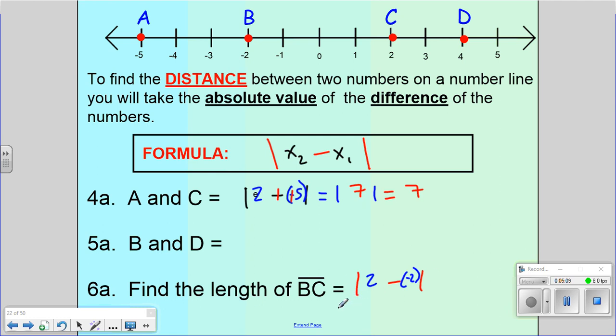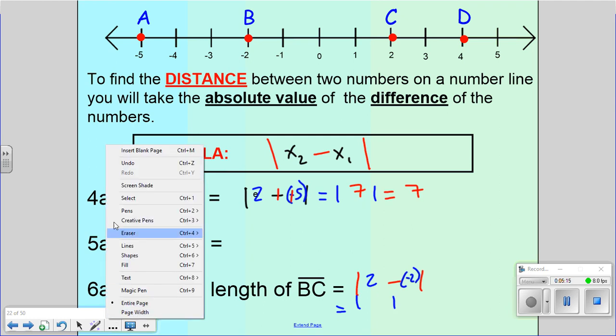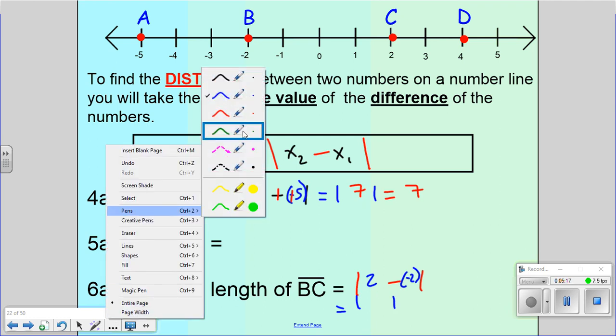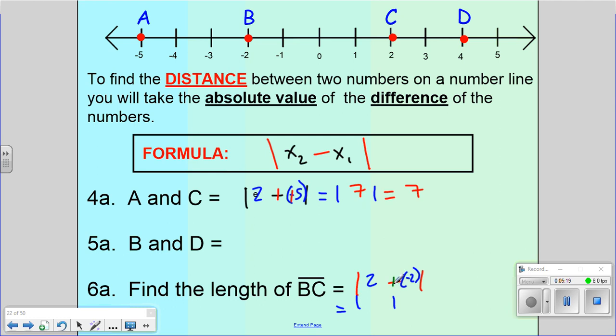Now carry out your order of operations. So again, I have a double negative situation, which means it becomes plus positive. So 2 plus 2 is 4. And the absolute value of 4 is 4. So the length of segment BC is 4. Yes, you need to show your work, just as I have.